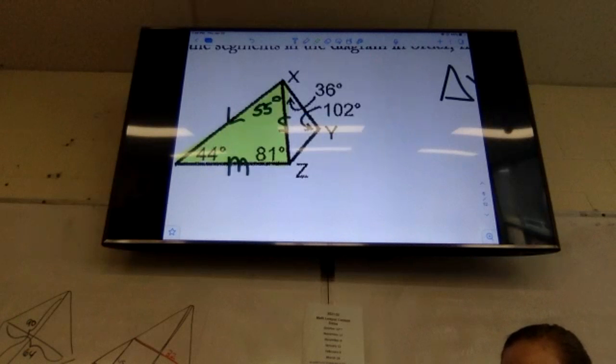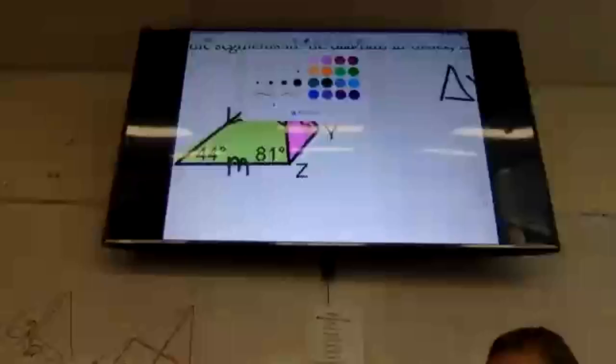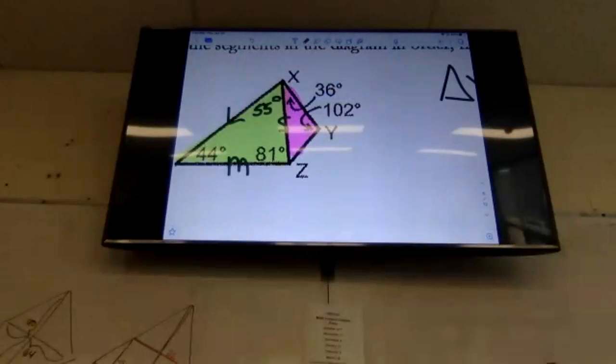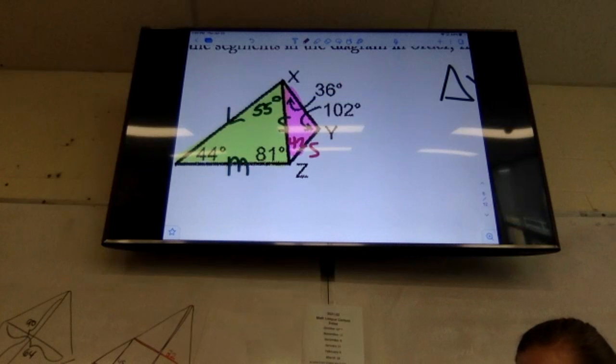We're going to make this one pink, and we have to find the missing angle. 42. If 42 is that missing angle, what's my smallest side of that tiny XYZ triangle? YZ or ZY, you can call it whatever you want. What's the medium side? XY. And what's the largest side? XZ.